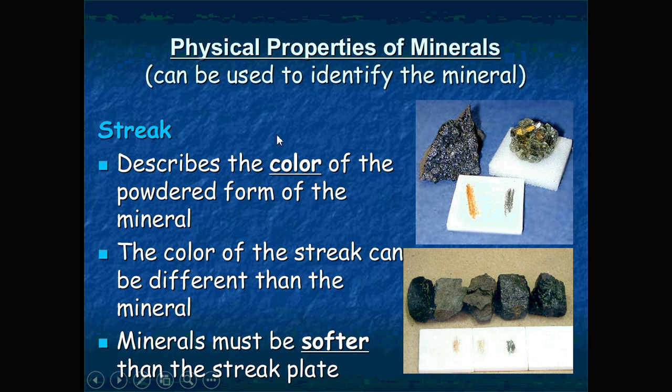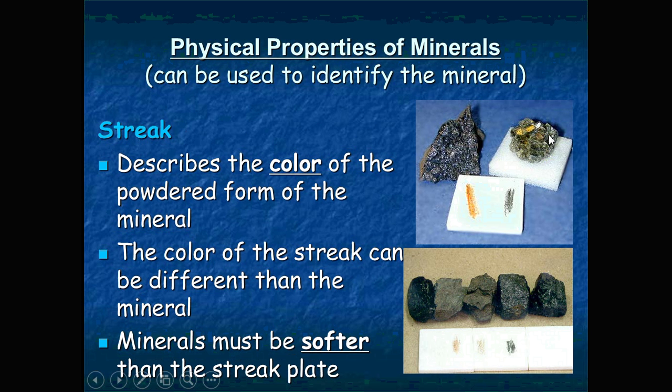The other property is the streak method. Streak describes the color of the powdered form of the mineral. So it's different from just describing the color. The color of the streak can be different than the mineral. We usually use a method called the streak method, and you use the streak plate. You have this piece of mineral and you make a streak on the plate. As you can see, this mineral has a grayish black color, but when we perform the streak test, it gives you the brown or golden color coming from its powder.